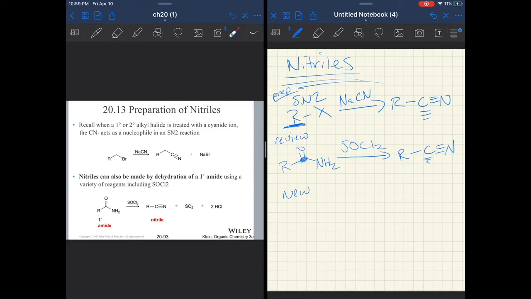SOCl2, if you remember, you did see it before, right? If you have a carboxylic acid, you treat with SOCl2, you can make an acid halide. It is useful for both. You don't have to know the mechanism of either, but you do need to be able to predict the products.